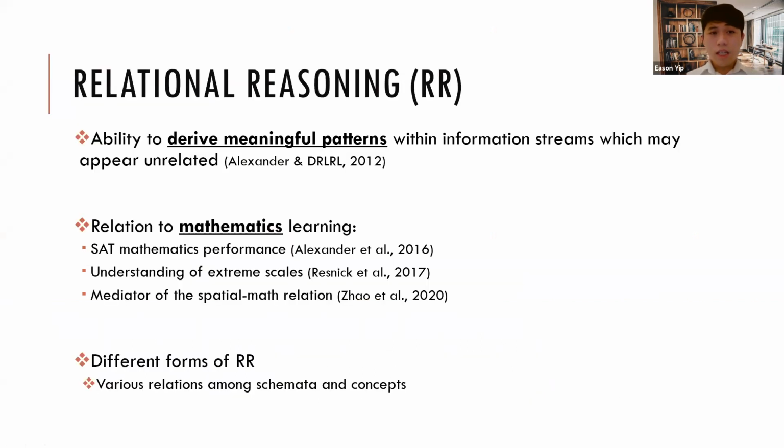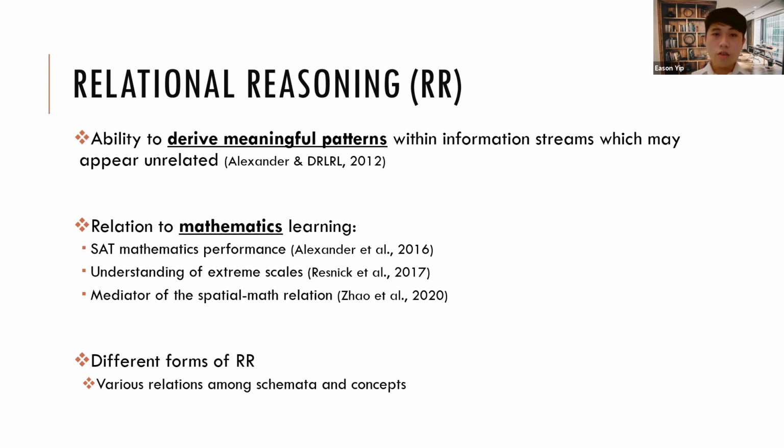So let's start with the definition of relational reasoning. It is an ability to derive meaningful patterns behind some information that may seem unrelated. And previous research has shown its close relation to mathematics learning.